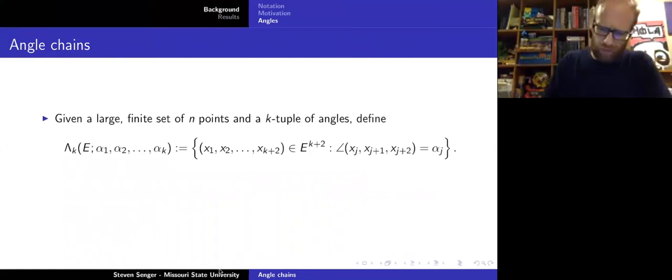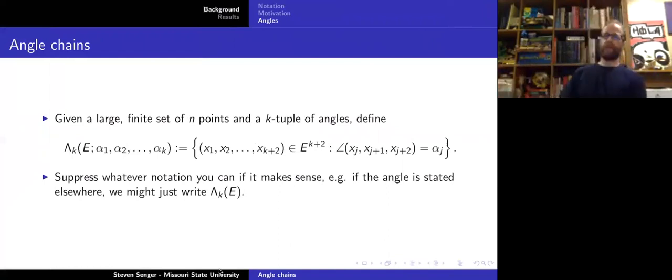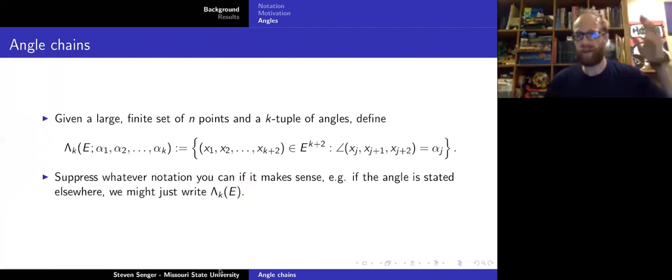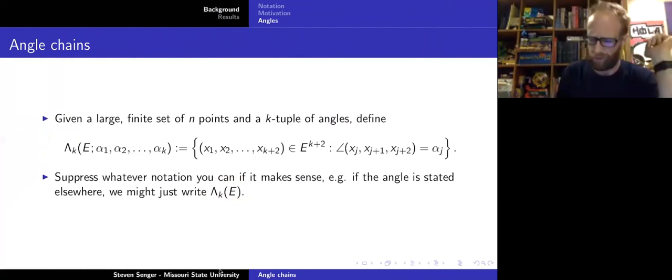So, similar to that CK notation, I'm going to give you some really nasty notation, and we'll suppress most of it in the future. But basically, capital lambda sub k of E semicolon this list of alphas is just the number of K plus 2 tuples in E that determine those angles. I know this is somewhat prohibitive. There are a lot of symbols, but we're really going to suppress whatever notation we can. We're frequently just going to write lambda sub k of E. Most of the time, I'm going to be specifying all the angles or right angles or something like that. So we don't say that too often in this talk, but just so you see it formally written out.